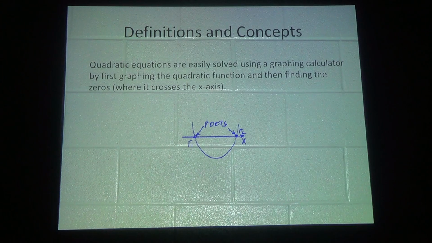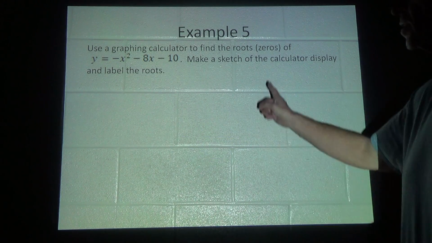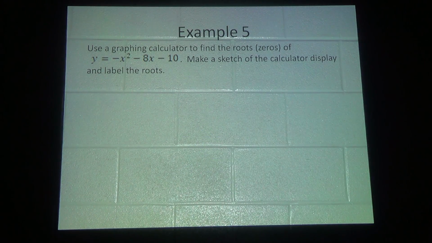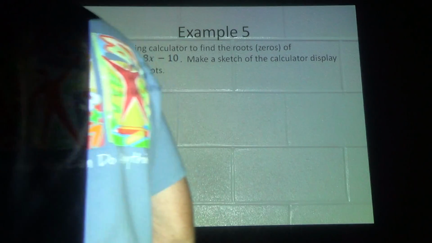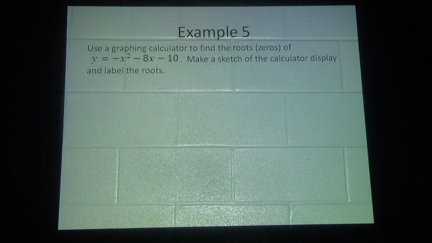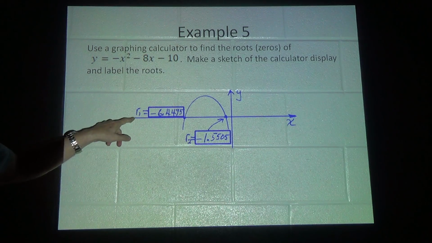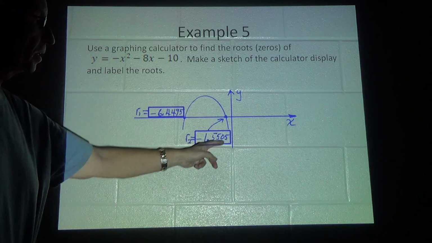Okay, let's take a look and see how this works. Example 5, use a graphing calculator to find the roots or the zeros of y equals negative x squared minus 8x minus 10. Make a sketch of the calculator display and label the roots. Okay, so what you do is you go ahead and put this into the y equals on your calculator, and then you tell it to graph. Okay, when you graph this one, it's going to look something like this.